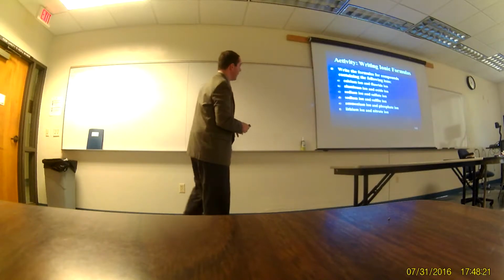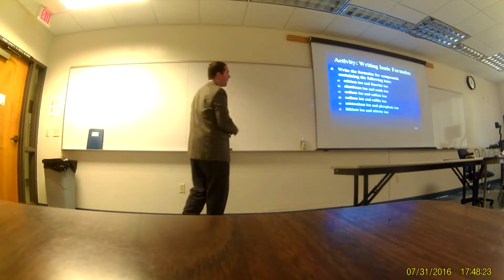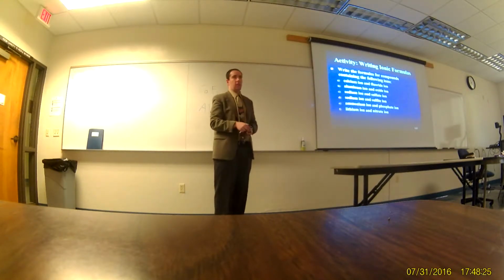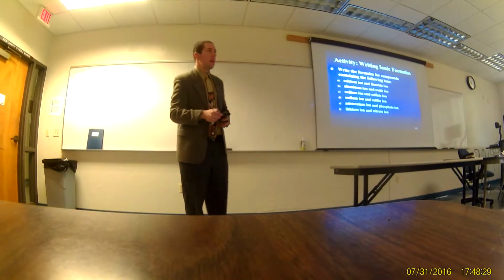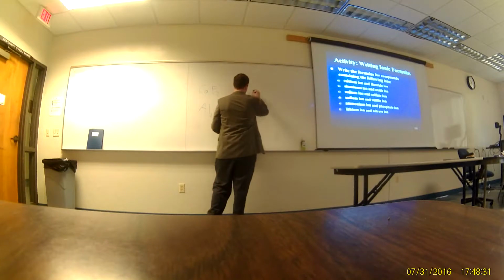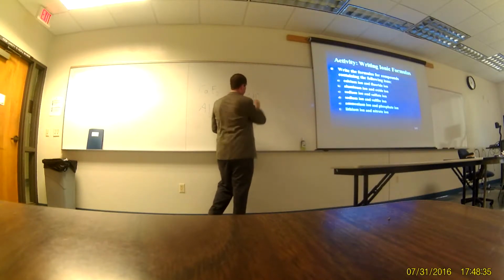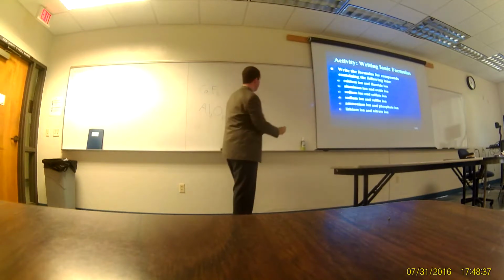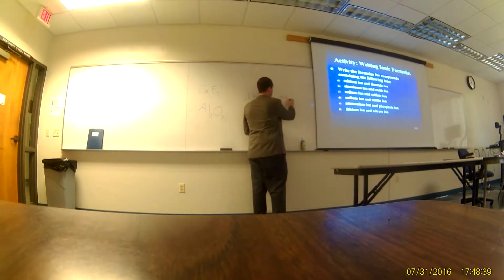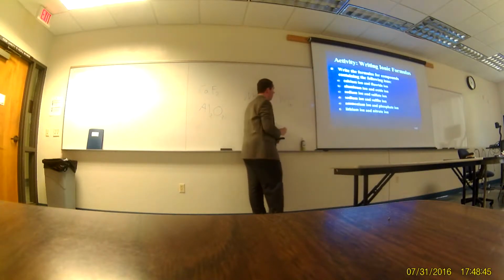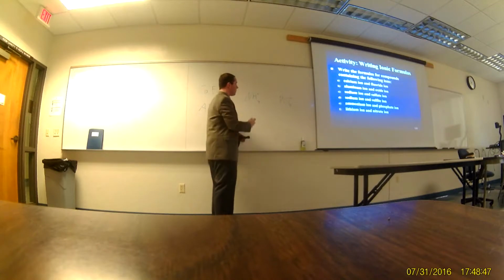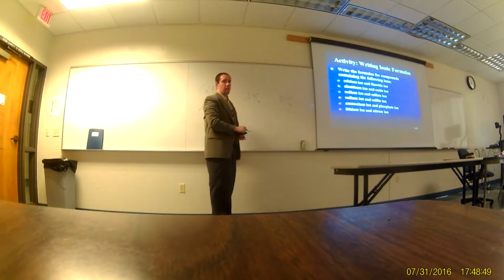Let's do E. Ammonium ion and phosphate ion. Do you remember what ammonium ion is? NH4 plus. And then phosphate ion was PO what? 4, charge? 3 minus. And so what is my final formula?